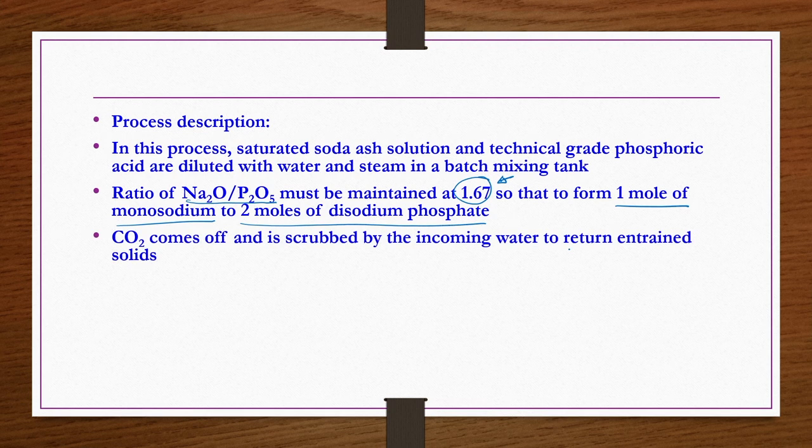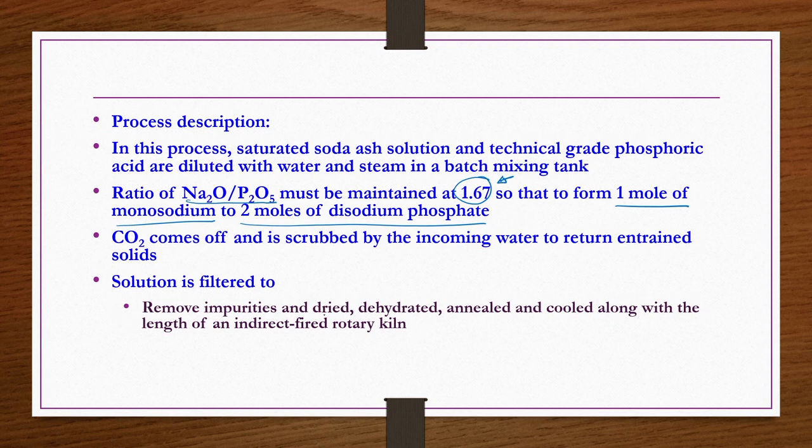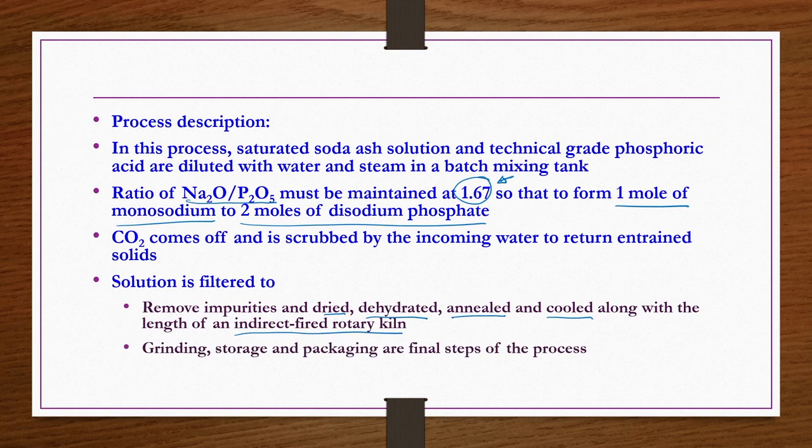CO2 comes off and is scrubbed by the incoming water to return entrained solids. The solution is then filtered to remove impurities, then dried, dehydrated, annealed and cooled along the length of an indirect fired rotary kiln. Then finally grinding, storage and packaging of the product is done.